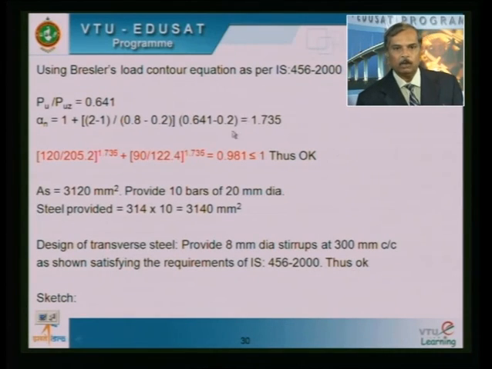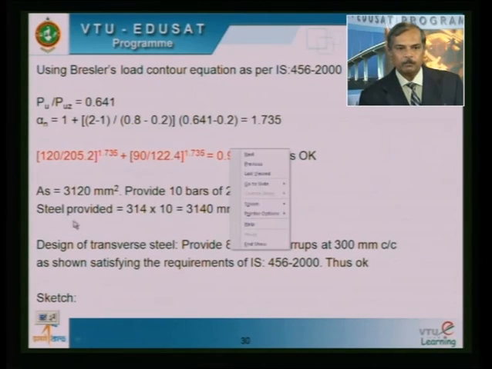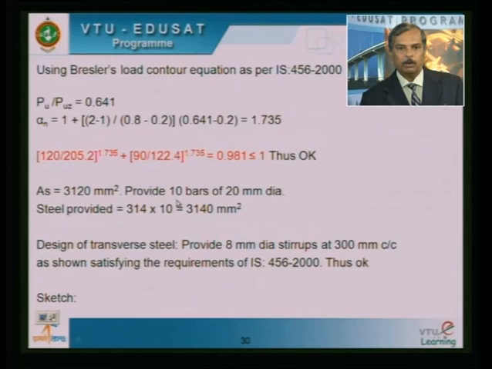Again by using the Bresler contour equation, the value of alpha n is 1.735 corresponding to Pu by Puz of 0.641, and substituting in the equation it is 0.98, less than 1. So it is safe and very, very economical. With this steel, the number of bars is 10 bars of 20 mm dia, so the steel provided is slightly more than what is required, so it is okay.